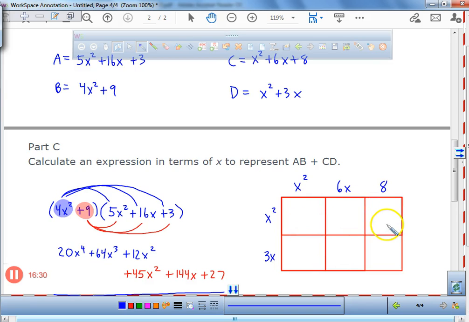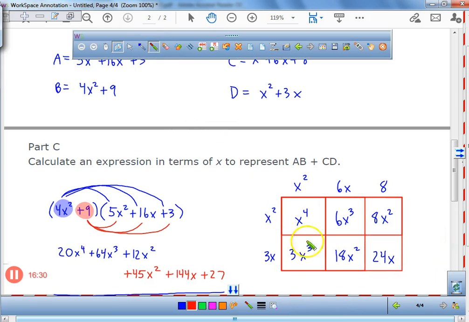Now, this method helps keep things separate so you can see what you need to add together at the end. But we're just multiplying, all right? This is an array. It's like the area. So if this is x squared and that's x squared, that becomes x to the power of 4. 6x times x squared is 6x cubed. And 8 times x squared is 8x squared. X squared times 3x is 3x cubed. 6x times 3x is a total of 18x squared. And 8 times 3x is a total of 24x.